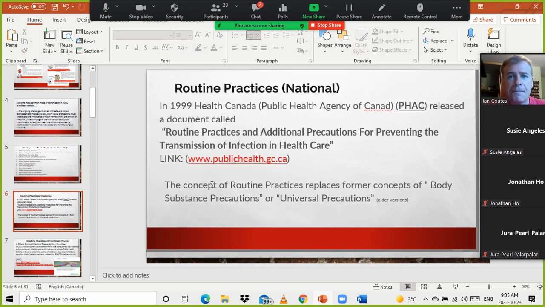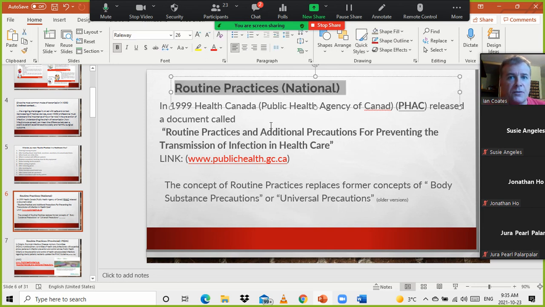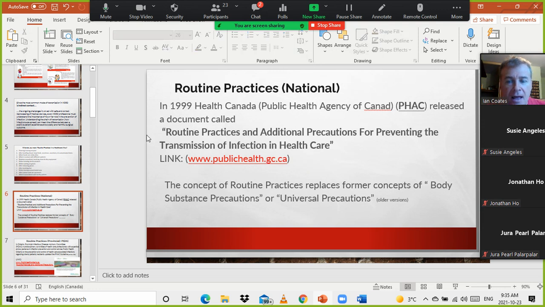I've broken this section up, routine practices national. So this is the federal government, okay? And they've created a policy here, all right? In 1999, Health Canada, it's not called Health Canada anymore. They changed their name, which I have no idea why.